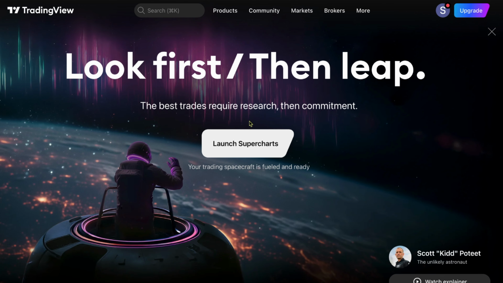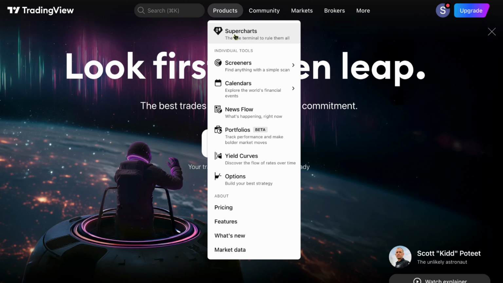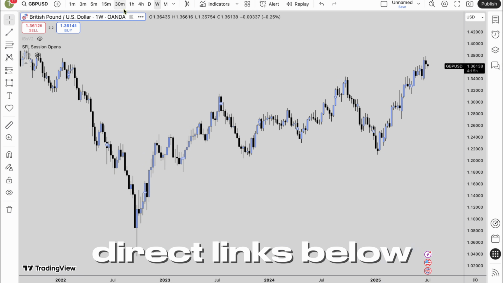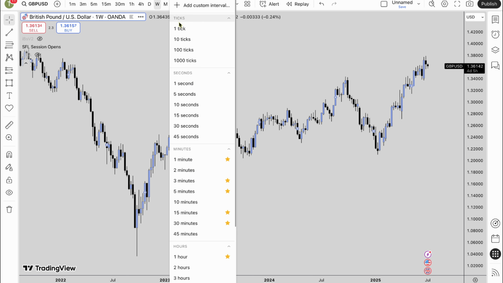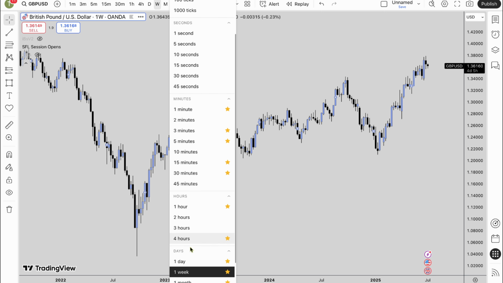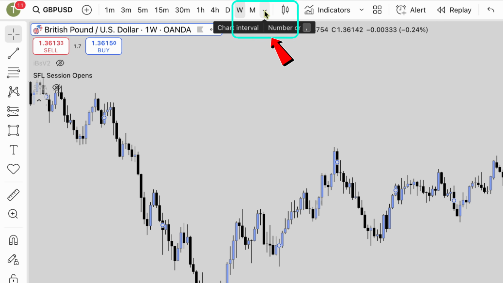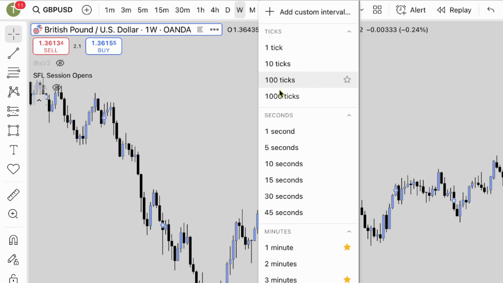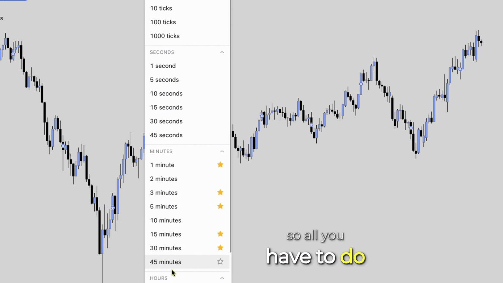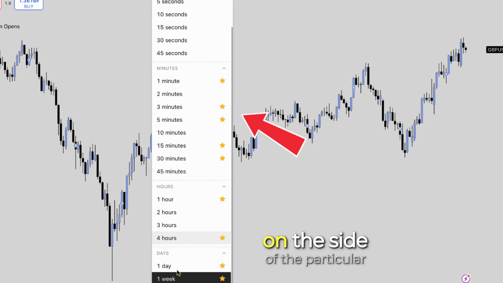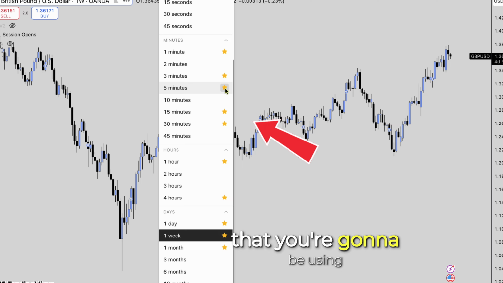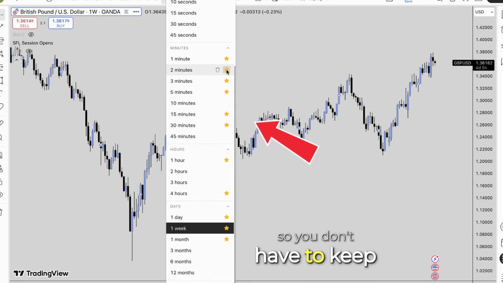So let's move on to TradingView, which is our charts analysis platform. I'm going to click on Super Charts right here, and also if you don't have it yet, there's going to be a direct link to TradingView in my description box down below. This is how my chart looks. I'm going to show you guys exactly how to have your own favorite time frames so you can have easy access to them. So go on the top corner and you're going to see this arrow right here. Click on that and it's going to give you this drop down menu showing the different time frames. All you have to do is click on the stars on the side of the particular time frames that you're going to be using on a daily basis, so you don't have to keep going back and forth.